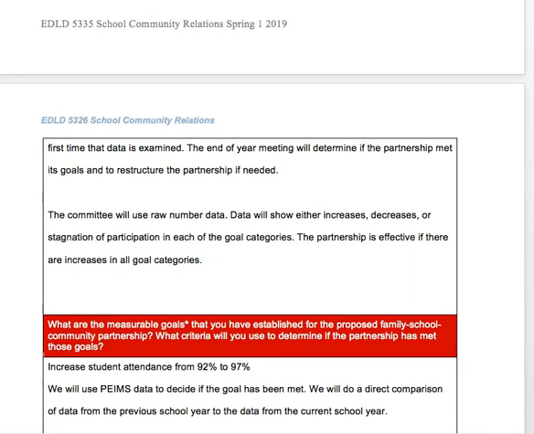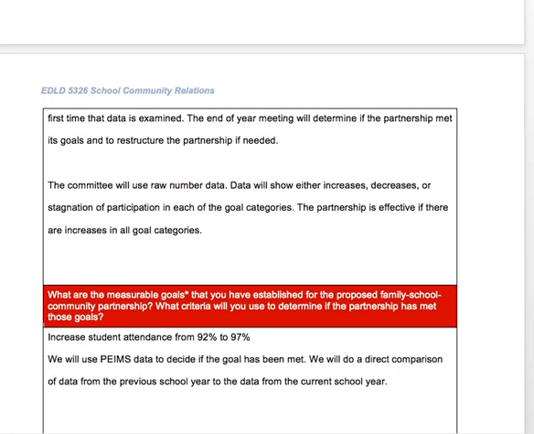The committee is going to use raw numbered data, and the data will show either increases, decreases, or stagnation of participation in the goals that this partnership has established, and the partnership is effective if there is an increase in all the goal categories.